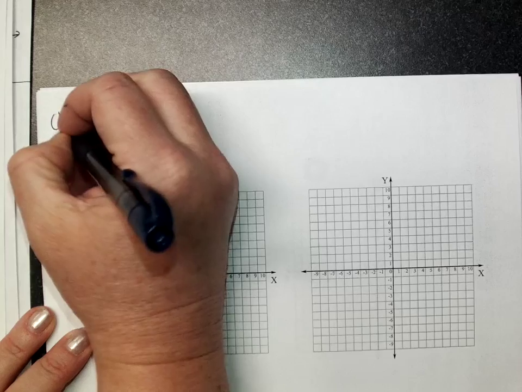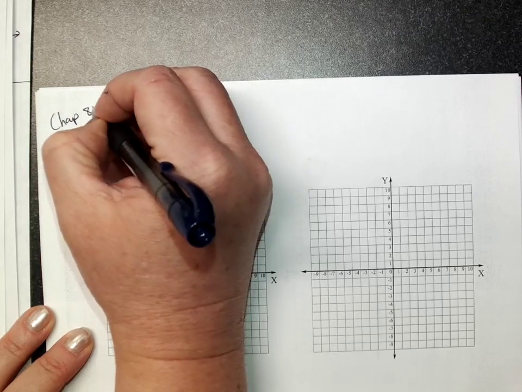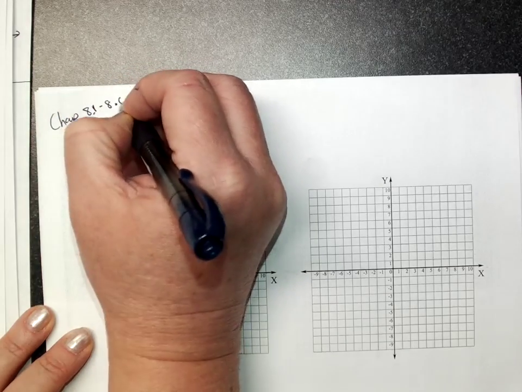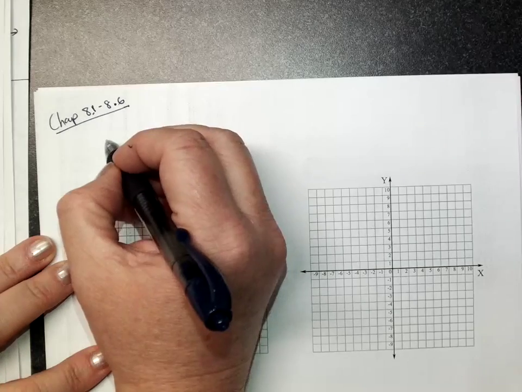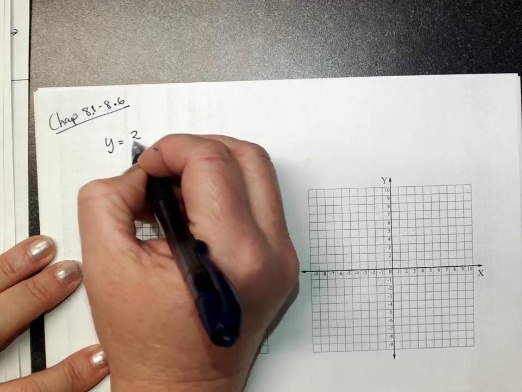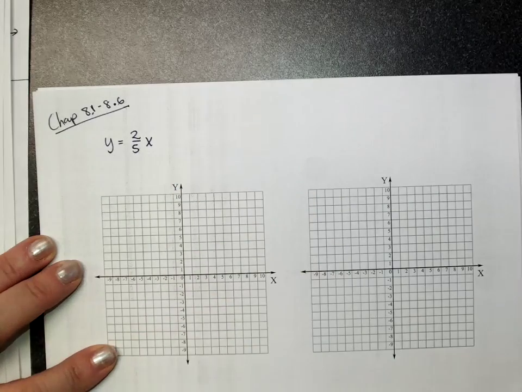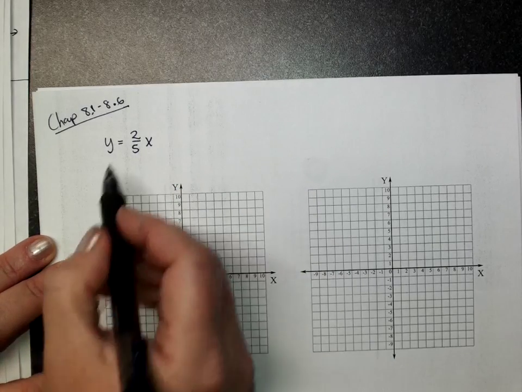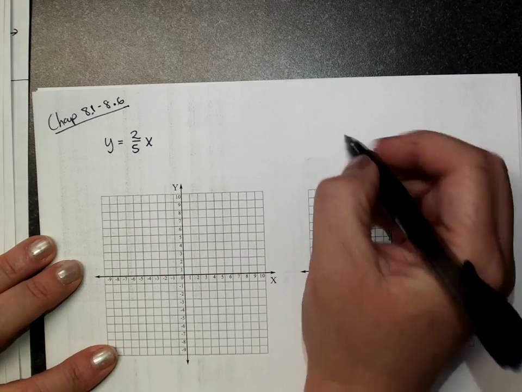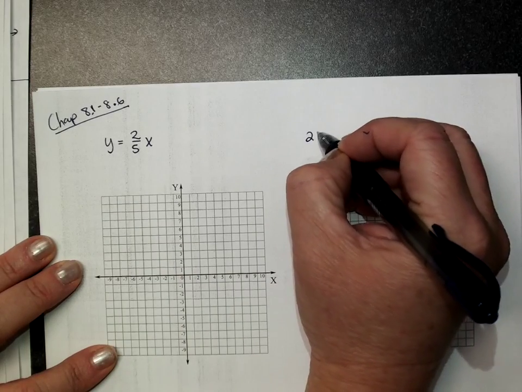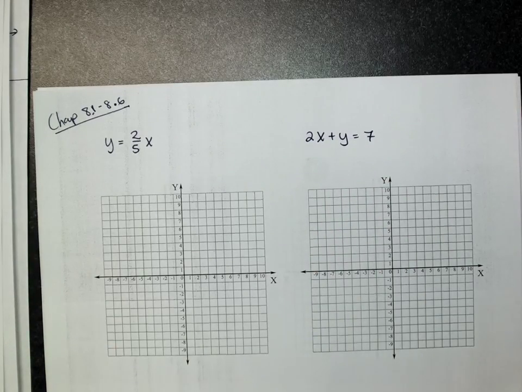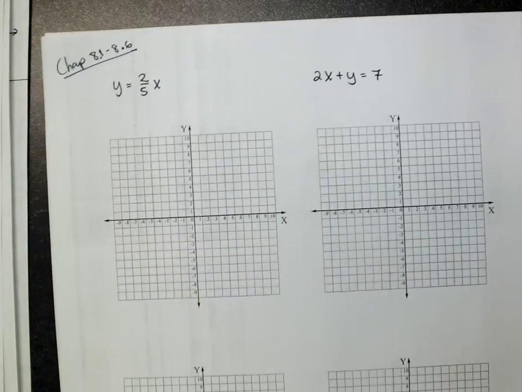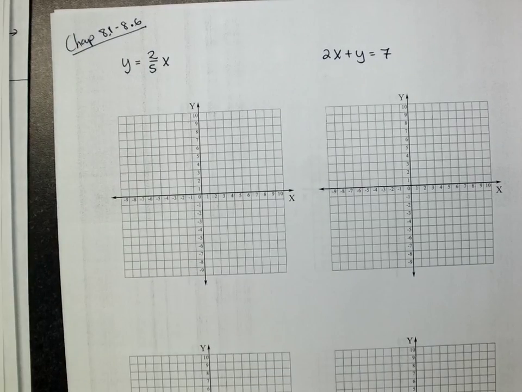So this is from chapter 8.1 to 8.6. All the stuff we did with functions and graphing, specifically linear graphing. So I'm going to put some equations up here, and whether they are in standard form or slope-intercept form, you need to know how to quickly put them on the graph. So, of course, if it has an x and a y, it's going to be a diagonal line. If it has just an x or just a y, then, of course, it'll be a horizontal or vertical line.